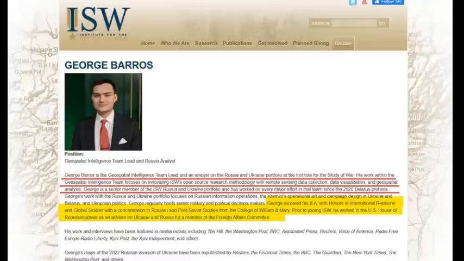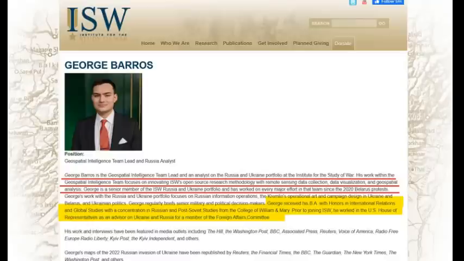But look at this. George Barros is the geospatial intelligence team lead and an analyst of Russia and Ukraine portfolio in the Institute for the Study of War. His work within the geospatial intelligence team focuses on innovating ISW open source research methodology. I'll give you immediately the hint. They have no methodology whatsoever. Fact is, I begin to doubt actually military competence of those generals who are there. They evidently do not understand modern warfare.